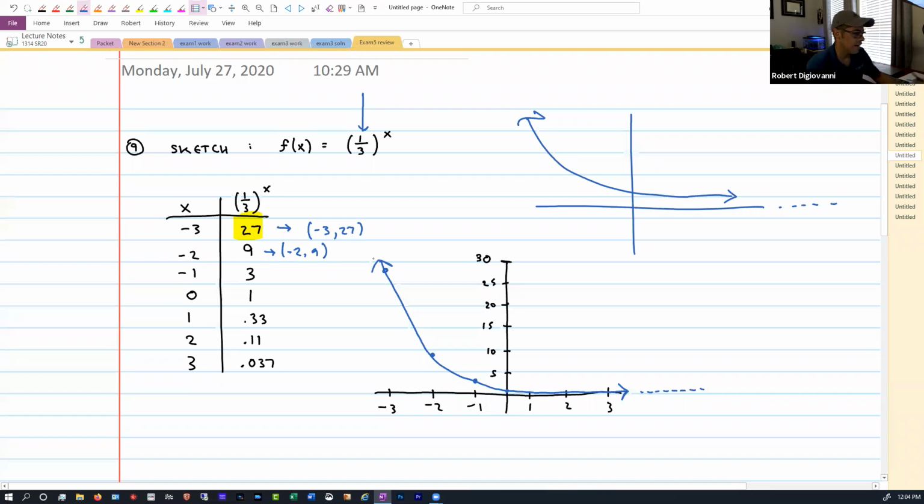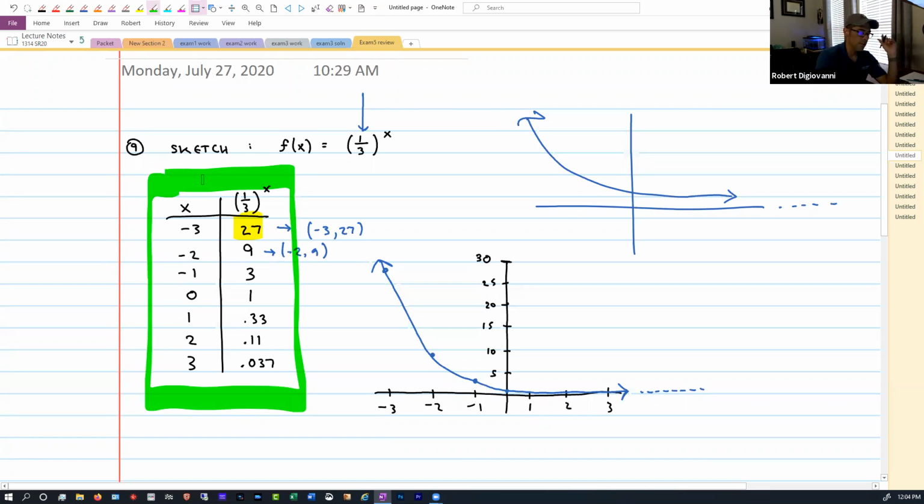I told you all last time that I want your picture to look pretty good, but I'm really going to be focusing a lot of my attention on that table, just making sure you can plug in everything correctly on your calculator. And of course, I would have to take off points if you accidentally had it the other way around. That would be wrong.